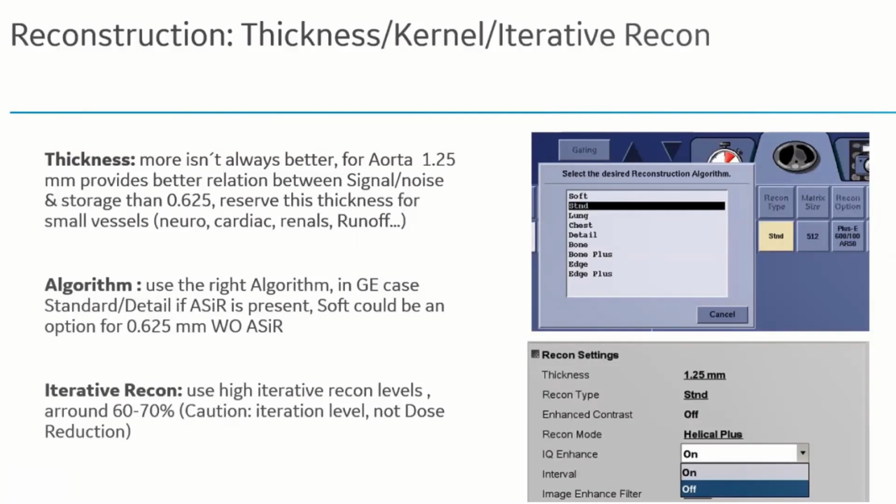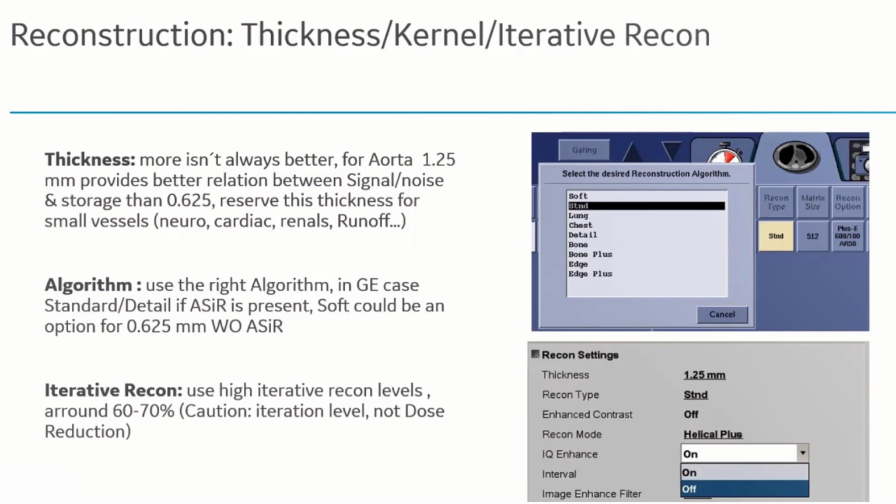But if you are looking at larger vessels, then you could use 1.25. So 1.25 is often used for large vessels. This slice thickness will be better in terms of signal to noise and storage than 0.6, where you will have twice as many images without any real benefit.